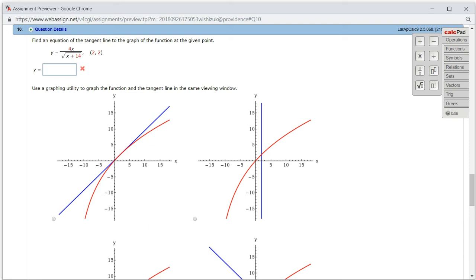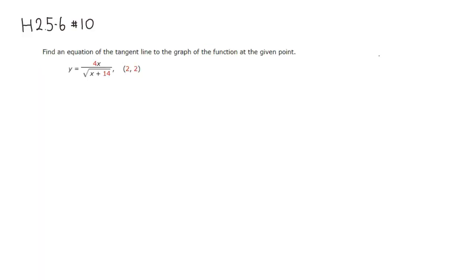All right, let's look at homework 2.5, 2.6, problem number 10. We want to find an equation of the tangent line to the graph of this function at (2, 2). First, the point is already given, so we don't have to do any work here. I'm going to call it x1 and y1 there.